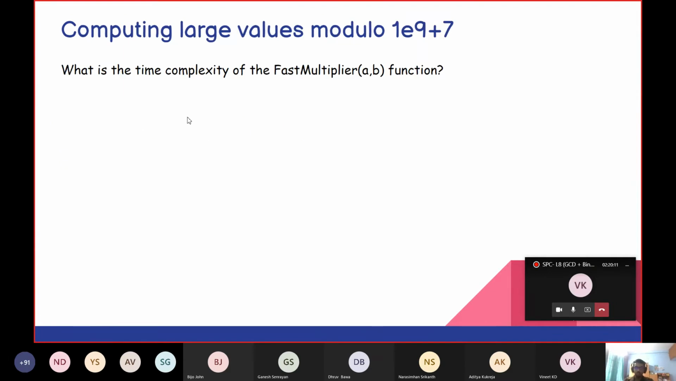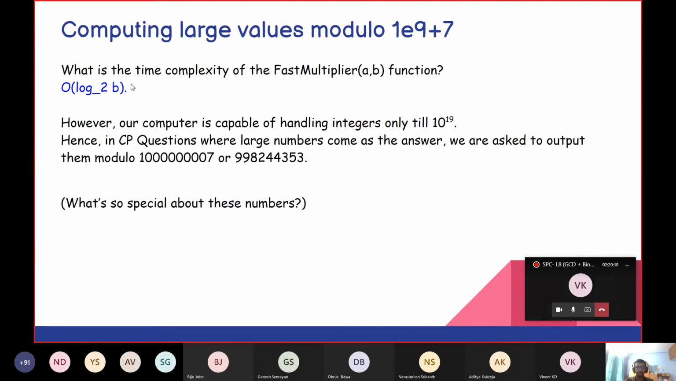But then, the time complexity of the fast multiplier is order of log b. We saw that in the explanation. Now, however, our computers can only handle integers till 10 power 9. So if you want to give a number as an integer, the best case is unsigned long long, and unsigned long long gives you around 0 to 10 power 9 ish.